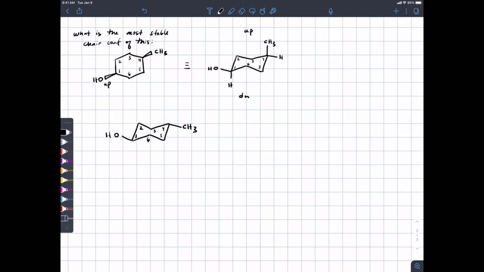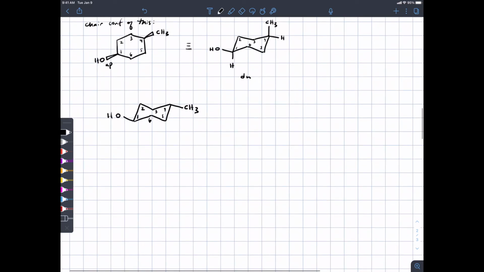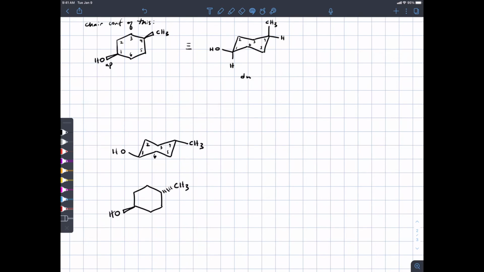Why is that wrong? It's not even the same compound anymore, right? Because in our compound, the two groups, OH and CH3, were on the same side of the ring. Now they're on opposite sides. Those are stereoisomers of each other. That's a term we're going to learn later today.